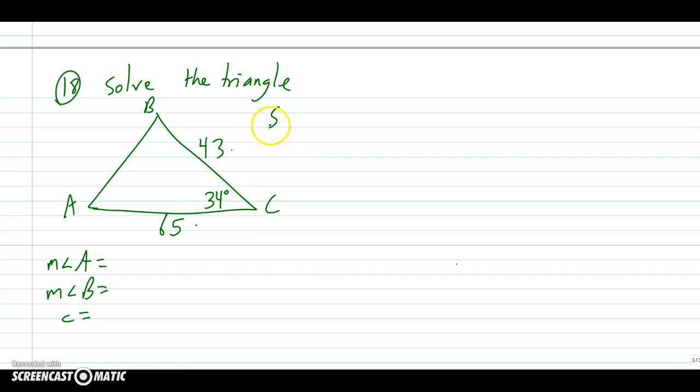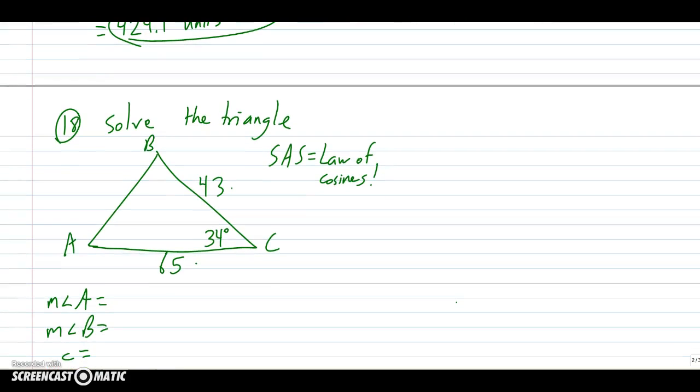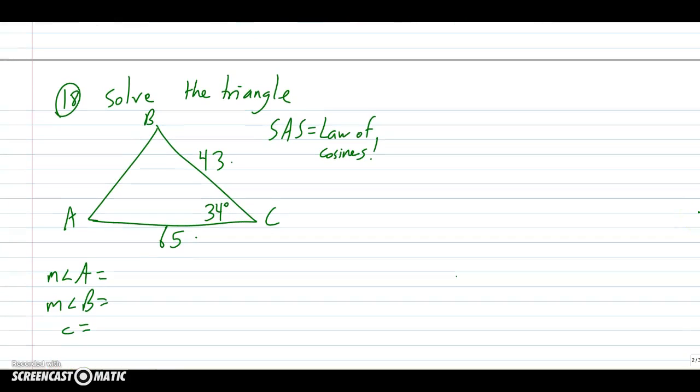Okay? I look at what I have, I see that I have a side, I have an angle, and I have a side, so this is side-angle-side, and that automatically tells me law of cosines. Okay? But notice, I cannot do what I did on the last problem and find the angle, because to find the angle I needed all 3 sides, didn't I? I don't have all 3 sides, so I'm going to have to use the other version of law of cosines. Still the same equation, just arranged differently, which looks something like this.